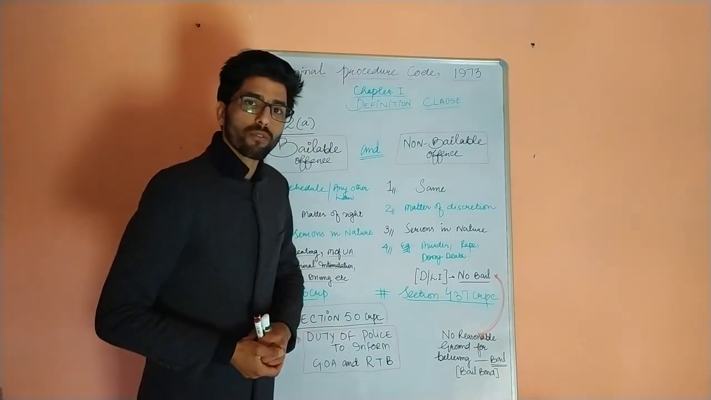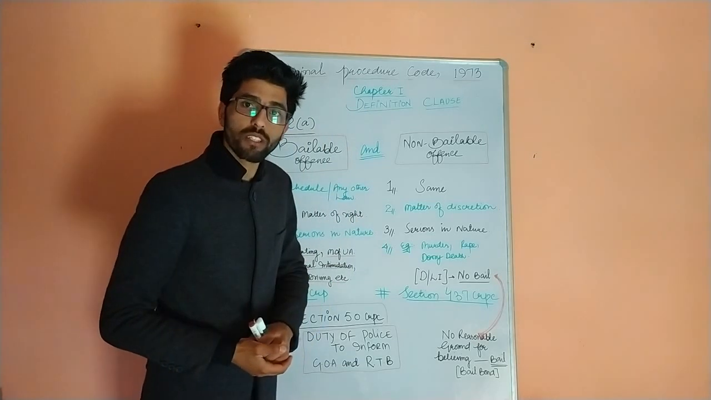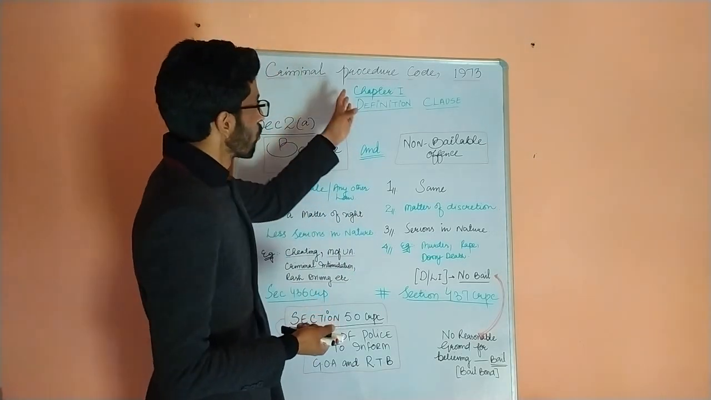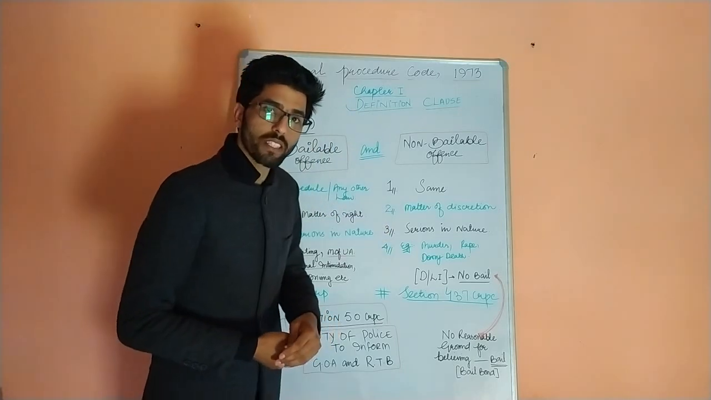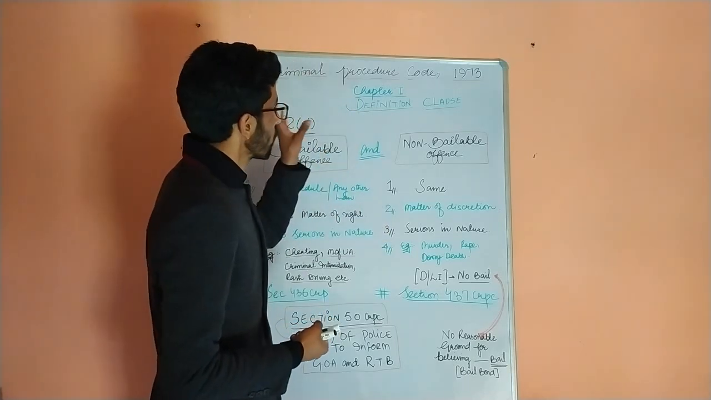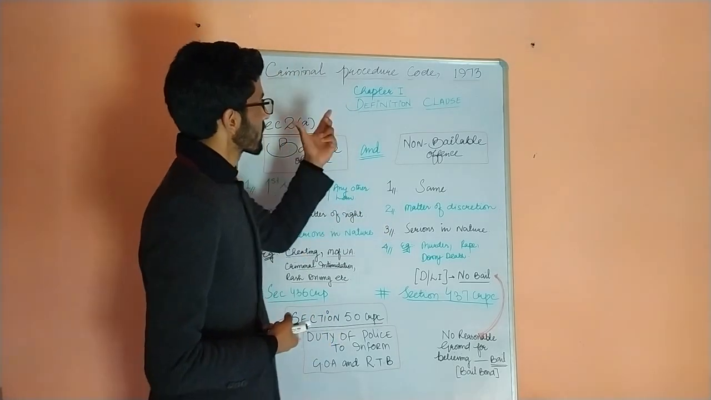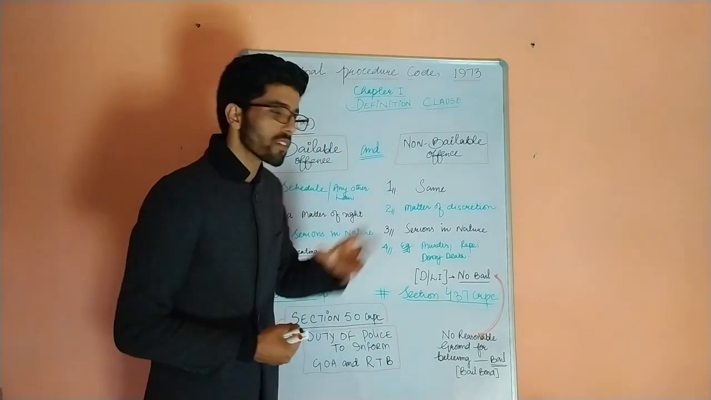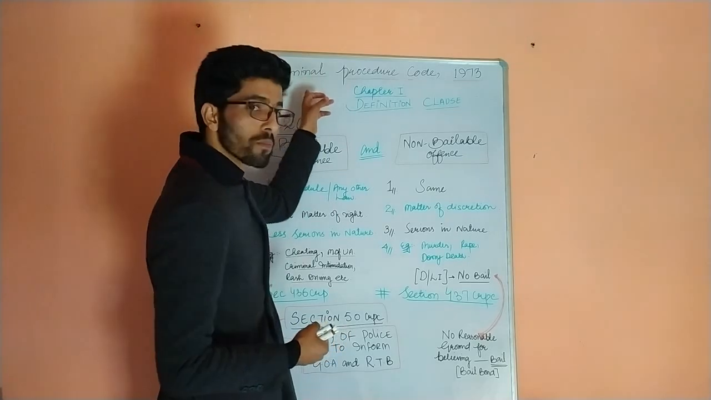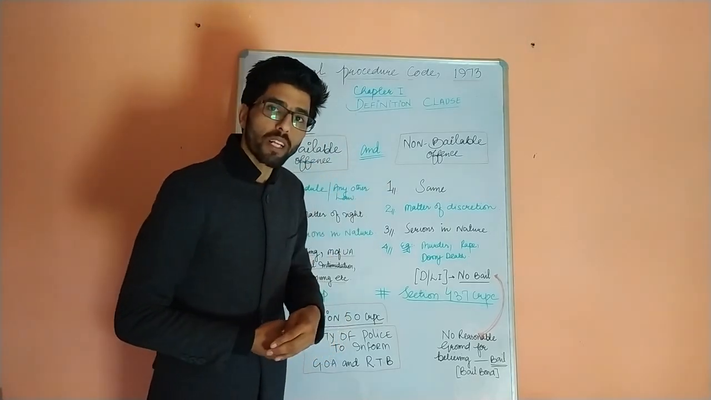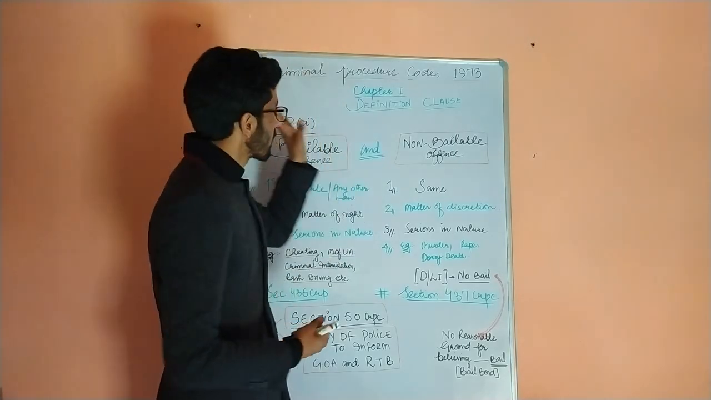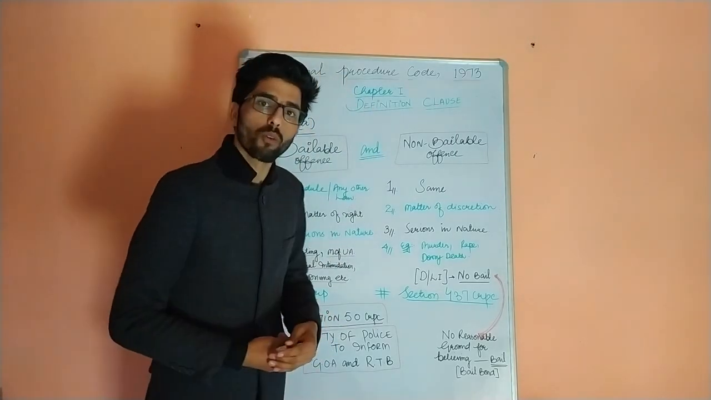On the last date of lecture, I gave you an overview of the Code of Criminal Procedure 1973, wherein I discussed that this is a full-fledged procedure which gives us the procedure with regard to criminals and criminal cases, how to deal with the criminals and how to deal with the criminal cases. That is given under this code itself.